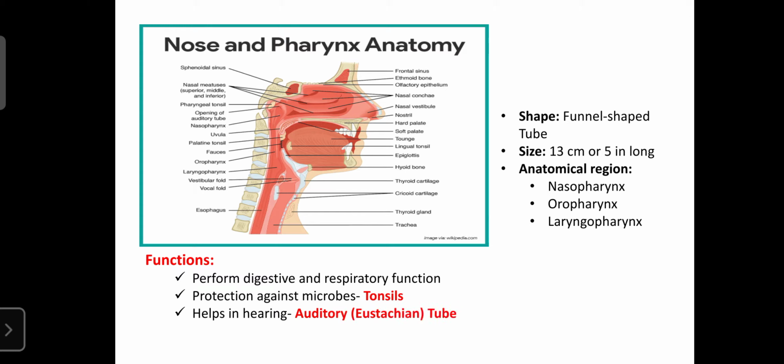Next, it helps in hearing. The eustachian tube, which is present in the internal ear, also has an opening in the pharynx. So that tube has one opening in the pharynx. That's why the pharynx is also involved in hearing.